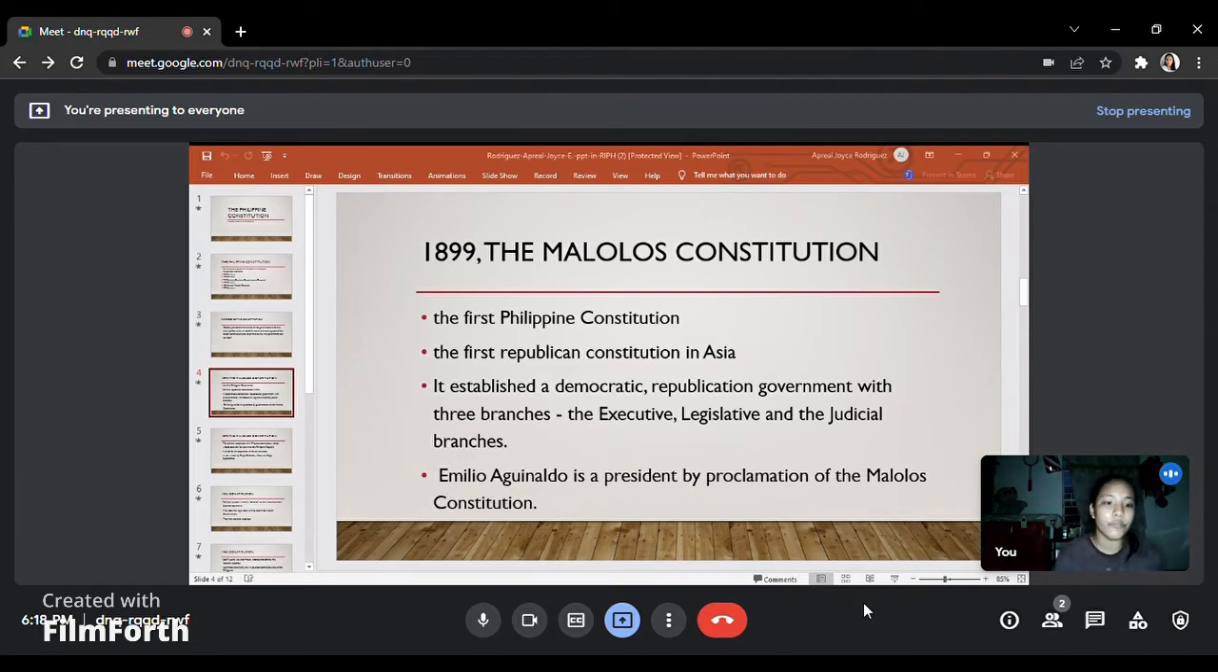The main point of the Malolos Constitution is to pave the way to launching the First Philippine Republic and establish a democratic republican government with three branches. The first one is the executive, the second one is the legislative, and the third one is the judicial branch. It was formally established with Emilio Aguinaldo as the president by proclamation of the Malolos Constitution on January 21, 1899 in Malolos, Bulacan, succeeding the previous revolutionary government of the Philippines.